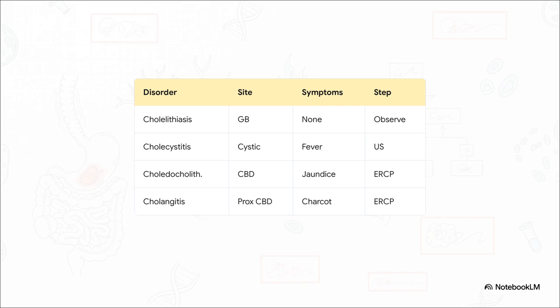Next, cholecystitis. The stone obstructs the cystic duct, causing gallbladder inflammation. Now you get constant right upper quadrant pain, fever, leukocytosis, and a positive Murphy sign on exam. You'll want to confirm that with an ultrasound or a HIDA scan. Then, choledocholithiasis. The stone drops down into the common bile duct. Now you've got right upper quadrant pain and elevated bilirubin causing jaundice, but strictly no fever.